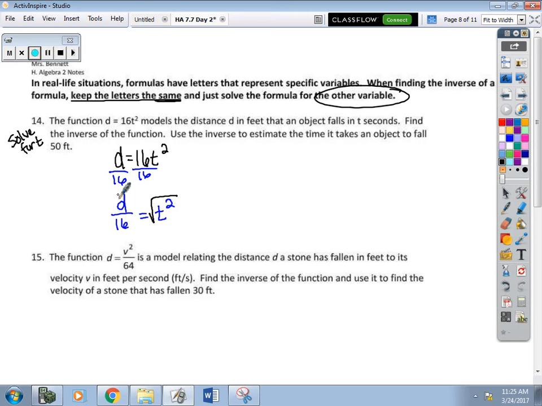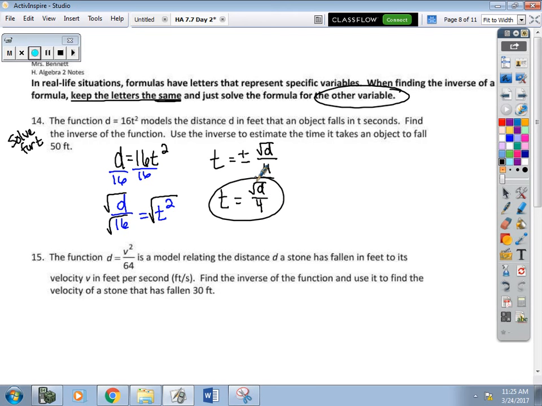Now you can put a big square root here, or you might want to put two separate ones to remind yourself if you can take the square root of a number, you will. Now technically this does get you positive or negative square root of d over 4, but we know time can't be negative in the real world, so you don't need the minus. It would just be the square root of d over 4.